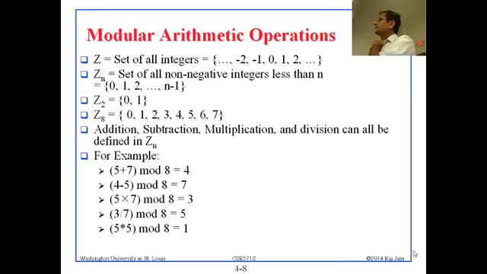So addition, subtraction, multiplication can all be done in Zn. So in all Zn's, you can do that. For example, 5 plus 7 mod 8, we already know, is 12, which is 4, and so on and so forth. And here's another one, 3 by 7 mod 8. What is 3 by 7 mod 8? You see, we have to find a number that multiplied by 7 gives you 3. When you want to divide, it means you want to find out something that you multiply by.